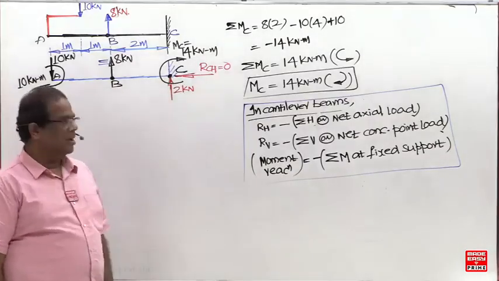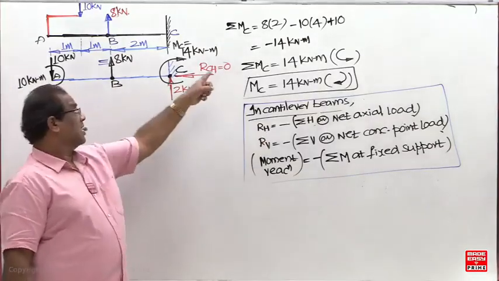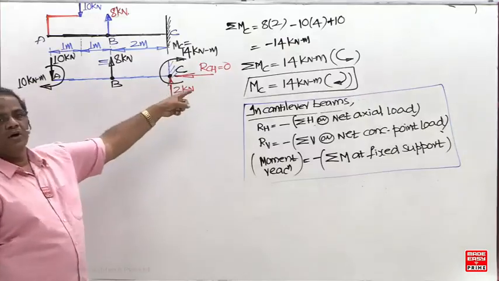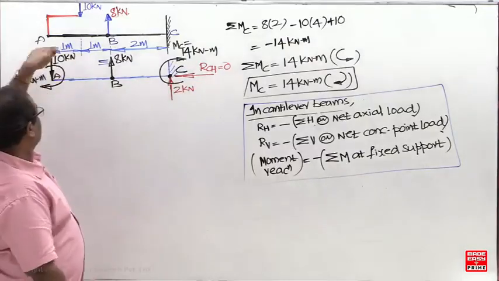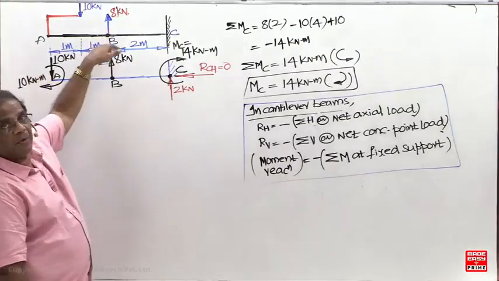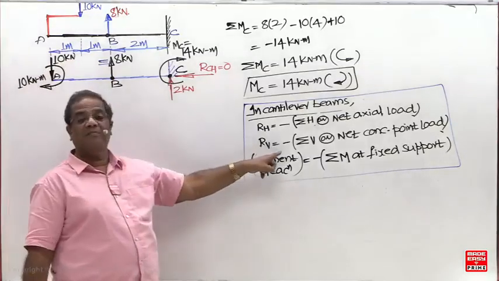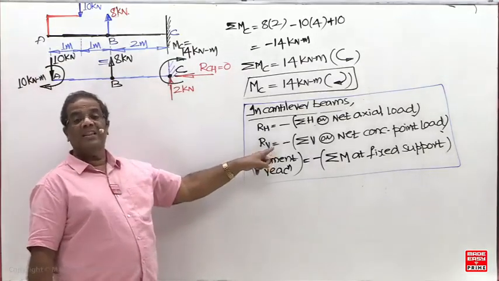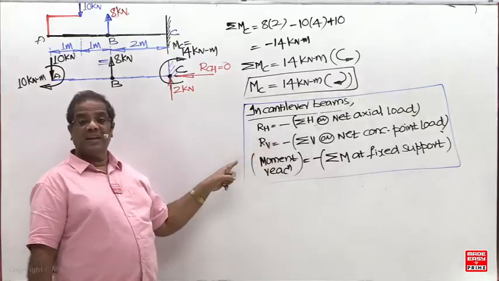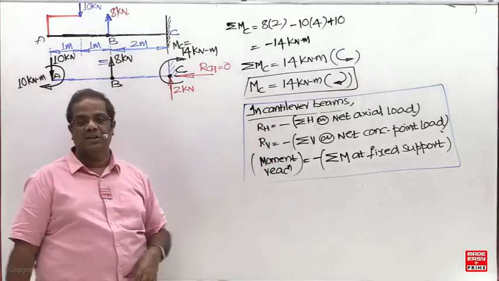Already I use the same thing now. In this case, what is the net horizontal force? 0, so horizontal reaction is 0. What is the net vertical load? 10 downward, 8 upward. Net load is 2 downward. Therefore, reaction should be 2 upward. What is the meaning of minus? This minus sign is representing that the direction of the reactions are opposite to these directions.